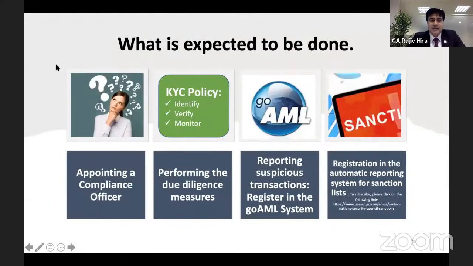Now, what are the actions? There are broadly 4 actions which they talked about. Whatever discussion so far has happened is on action number 3. We are right now missing action numbers 1, 2, and 4. But let's look at what these actions are from the circular perspective. They said, appoint a compliance officer. Now, who is a compliance officer? What can a compliance officer do?